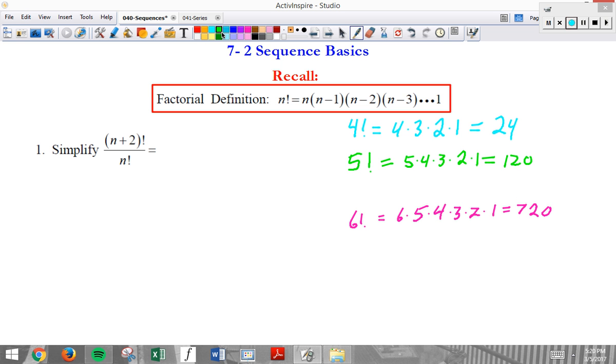The key idea here is that you could write 5 factorial as 5 times 4 times 3 times 2 times 1. Well, that would be 4 factorial. You could write 6 factorial as 6 times 5 times 4 times 3 times 2 times 1. That's 5 factorial. You could also write it as 6 times 5 times 4 factorial.